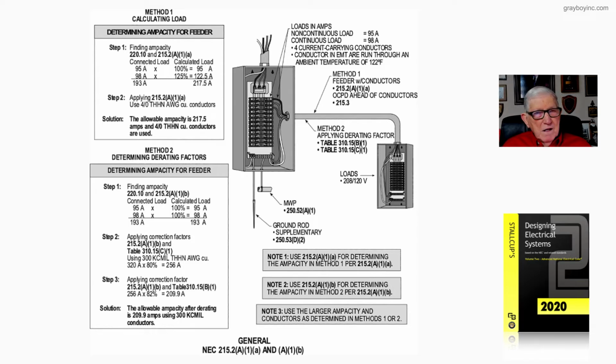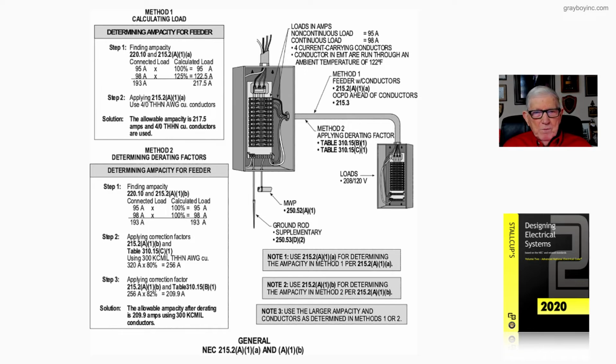But now we're not done. We're routing it through this 122 degrees Fahrenheit. We've got to apply that now. We apply the 125% rule in method 1. Now method 2, 95 amps is at 100%, and so is the 98 amps for continuous load at 100%. Adding those up, the connected load and the calculated load is both 193 amps.